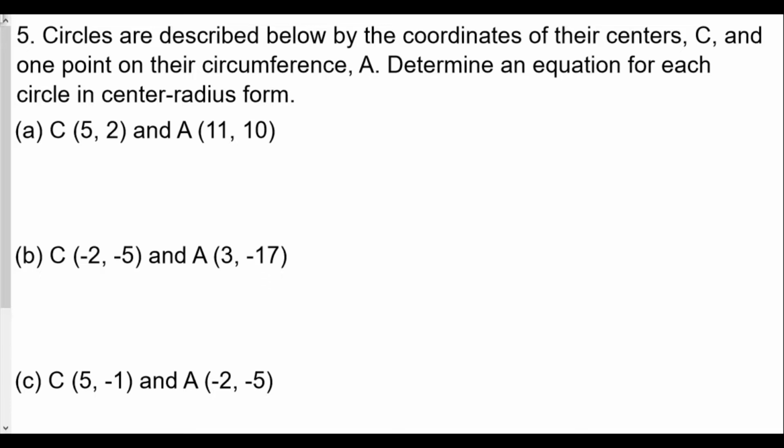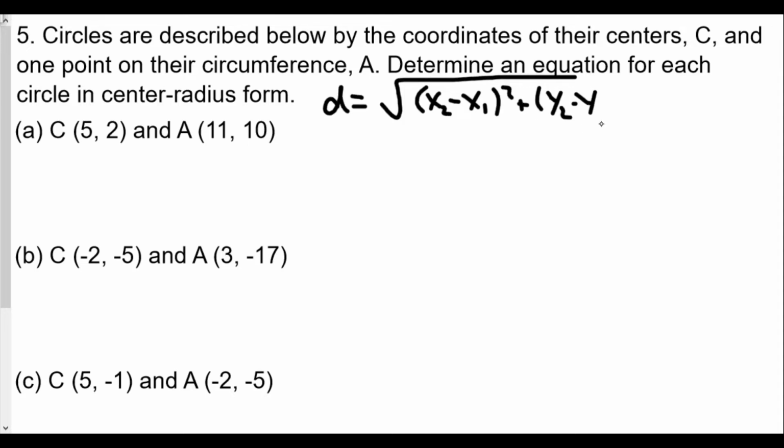Okay. Question number 5. Circles are described below in the coordinates of their center C and one point on their circumference A. Determine the equation for each circle in the center radius form. So we're going to be using the distance formula, which we learned way back in geometry: d is equal to the square root of x2 minus x1 squared plus y2 minus y1 squared. And we will call, in this case, A (x2, y2), and our center (x1, y1).